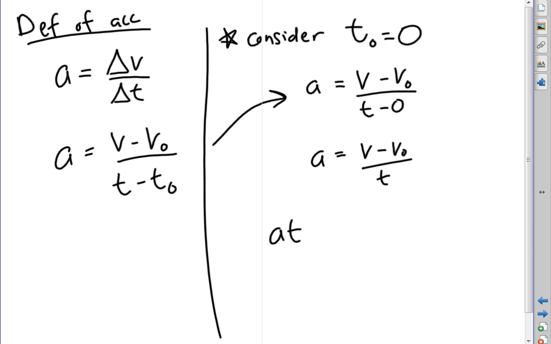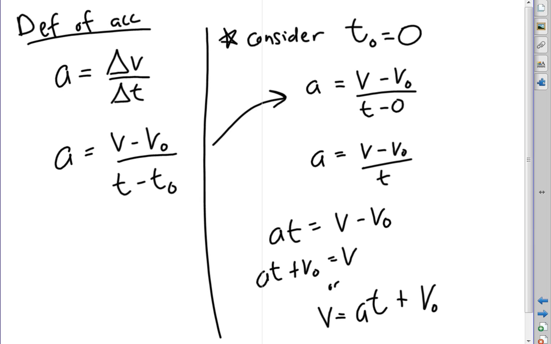And we're going to do some simplification of this formula here. Multiply both sides by t. Left-hand side we have at, right-hand side v minus v naught. Then we're going to add that v naught to both sides. So at plus v naught equals v. But then, of course, we would rather have that v all by itself on the left-hand side. So just switch it around. V equals at plus v naught, or final velocity of some object is equal to the acceleration of that object times the time, the final time, plus v naught, the initial velocity.